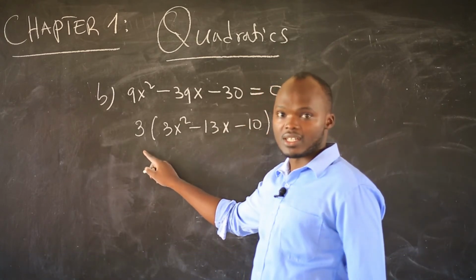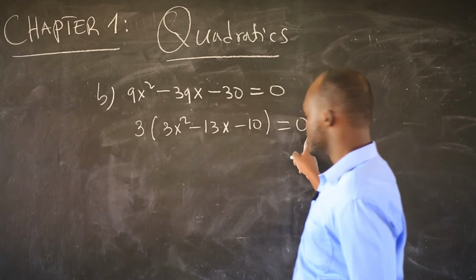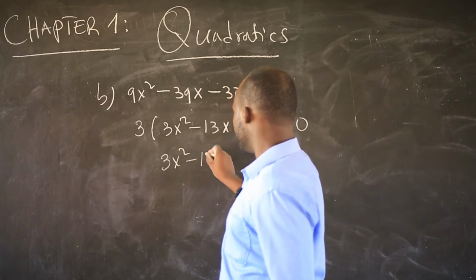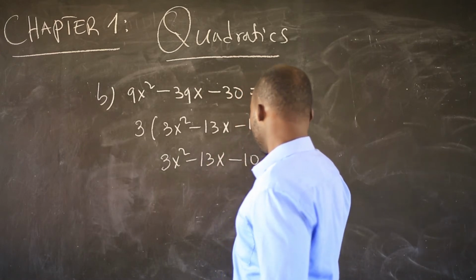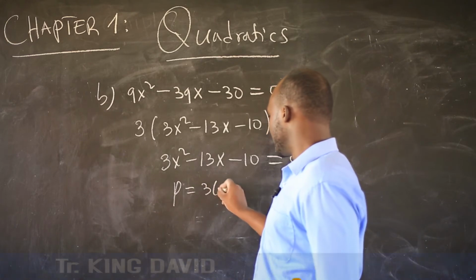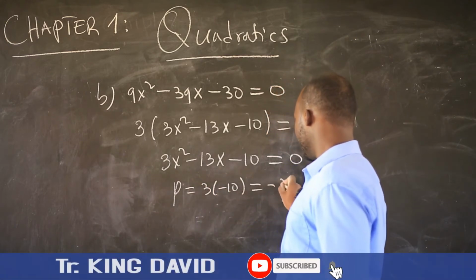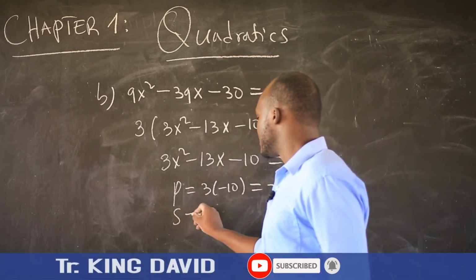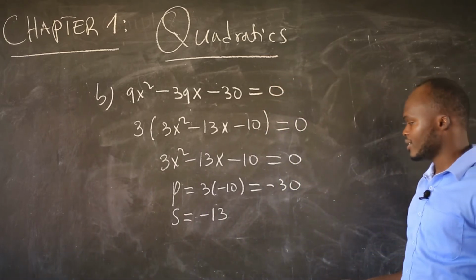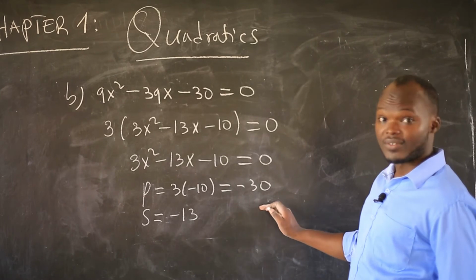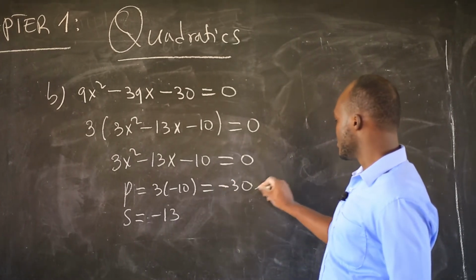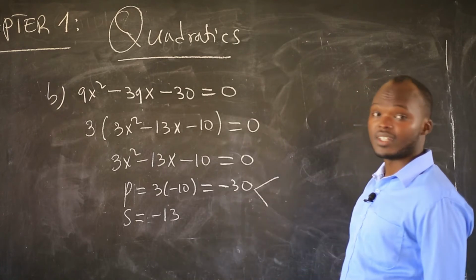We divide by 3 both sides. 3 divided by 3 is 1. 0 divided by 3 is 0. We mean 3x squared minus 13x minus 10 equal to 0. So here you see our product is 3 times negative 10, which is negative 30. Our sum is negative 13. So we're going to find 2 numbers. We can multiply to get negative 30. We add to get negative 13. Those 2 numbers are from the factors of negative 30.